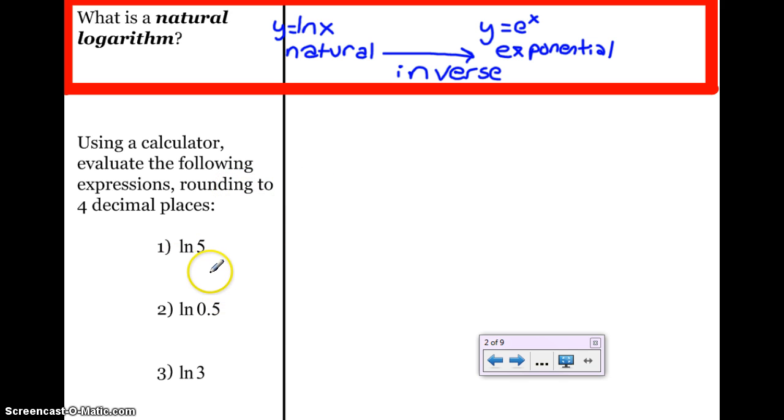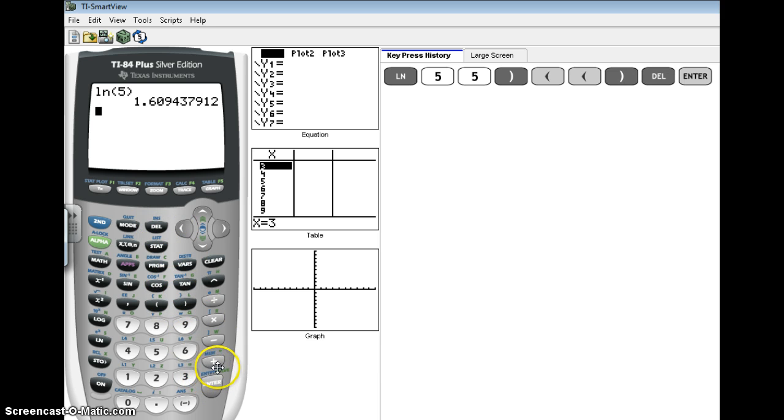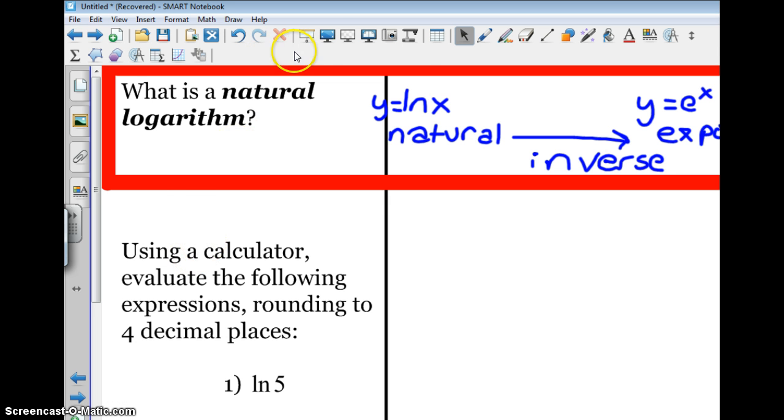If you're using your calculator, you can just press the ln button. With your calculator, the natural log button is right here. So you can literally just push ln, make sure whatever you want to put inside of ln is in parentheses, and then close the parentheses. So natural log of 5 is 1.6094. We want to write down 4 decimal places. Go ahead and pause here and see if you can find the rest.